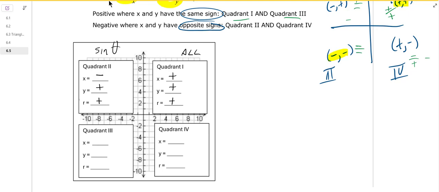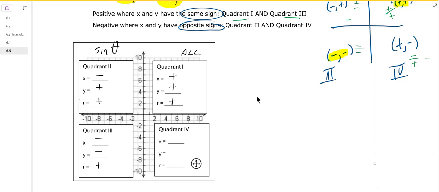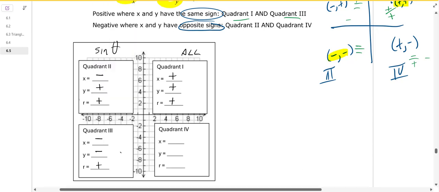You go to quadrant 3, you have a negative x, a negative y, and a positive r. What's going to happen on this one is the cosine will be negative because the cosine depends on x, and so does the secant. The sine and cosecant depend on y, so they will be negative. The one that's going to be positive is the tangent.